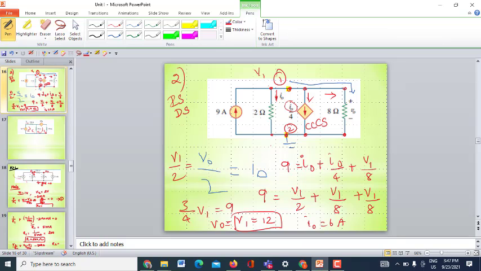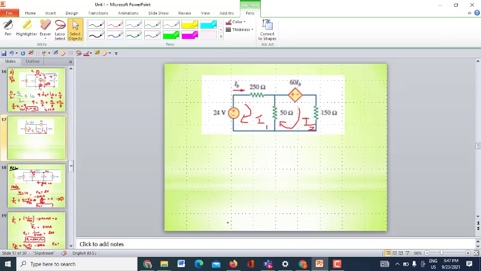Okay, so let us go for the third problem. So this is your third one. Again, first analyze the circuit. This is a circuit with an independent source and a dependent source. Let us go ahead with the mesh analysis.